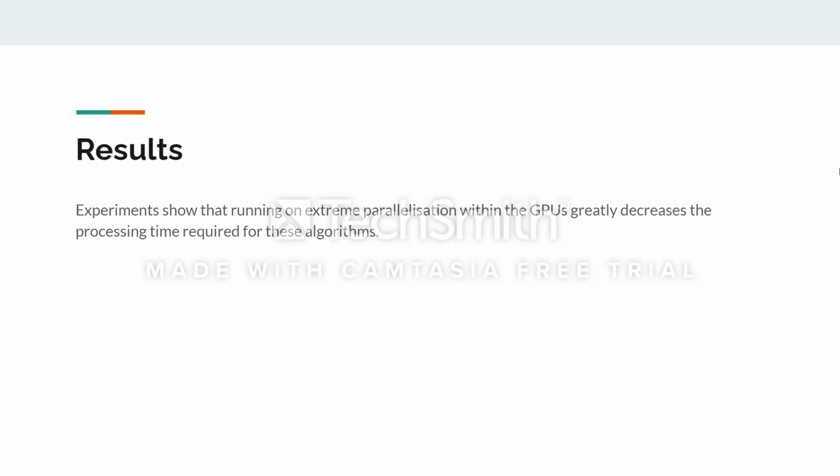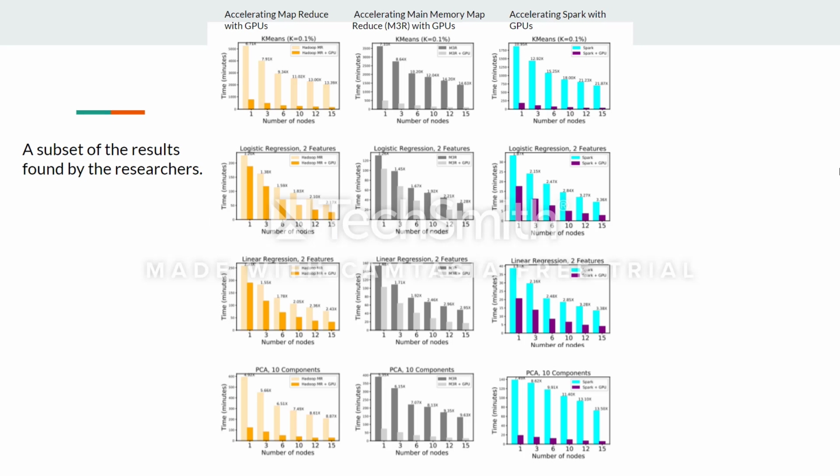So what are some of the results that they found? Well, they found that running the algorithms on a CPU and GPU computer was a lot faster than just the CPU. So they greatly decreased the processing time required for these algorithms. Here we have a few graphs taken from the paper. The leftmost column is the MapReduce framework. The middle one is the main memory MapReduce, or the M3R. And finally we have the accelerated Spark framework.